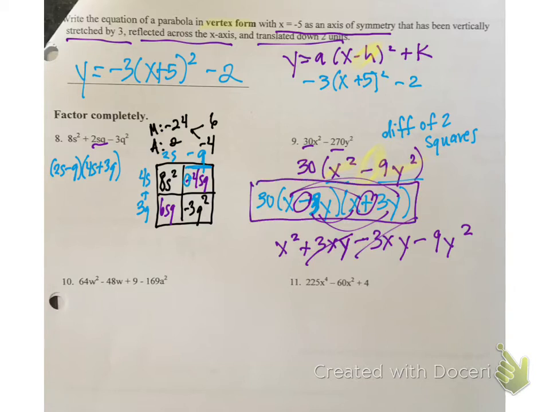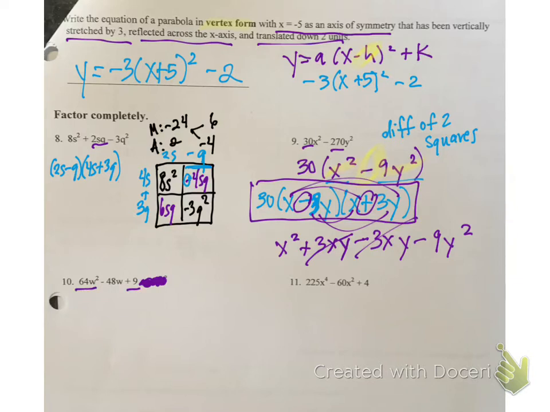If we look at number 10, this needs to be crossed out. This is a typo that was made. 64w squared minus 48w plus 9. Is there anything that I can pull out? Do you not think so? No. So I'm going to see if both of these are perfect squares.